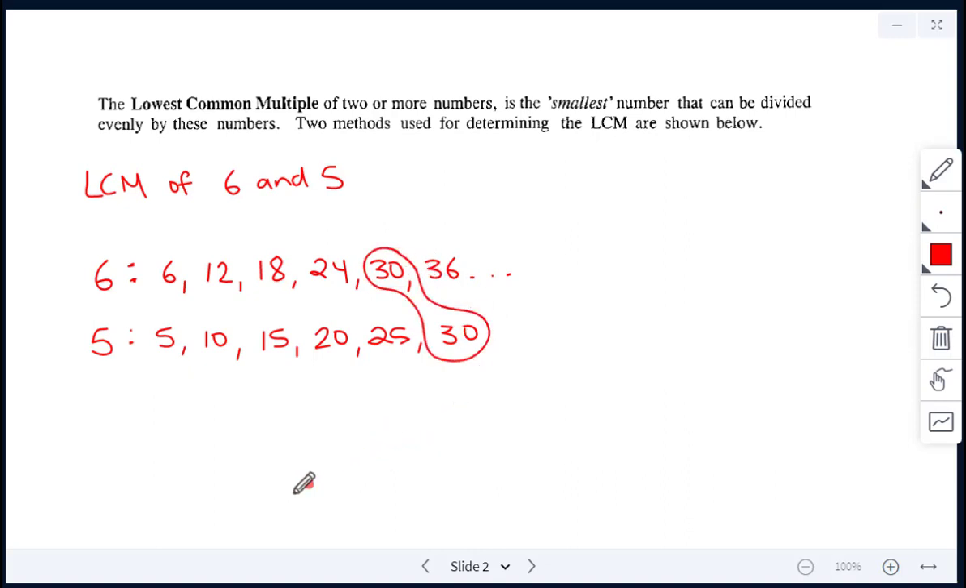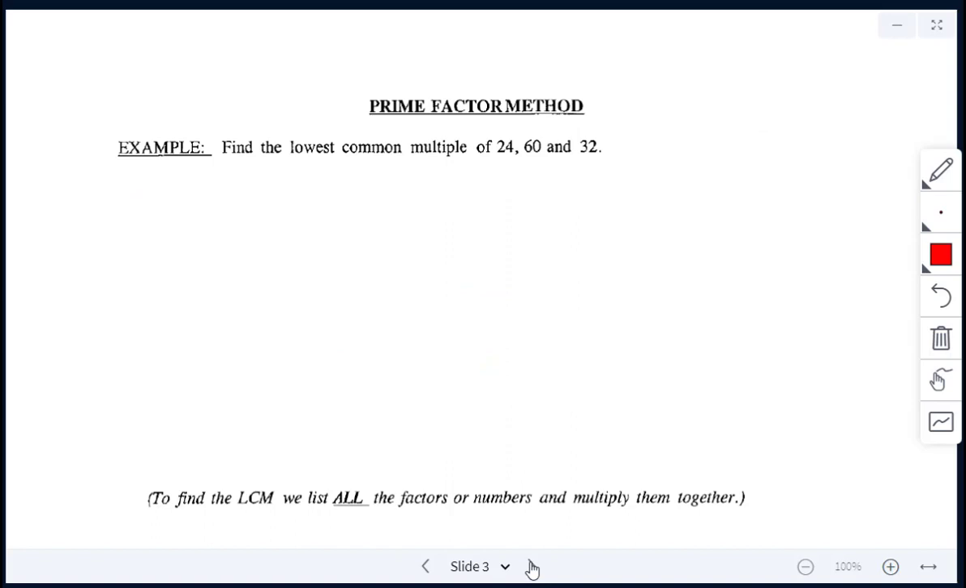But you can imagine if we had larger numbers, it's going to take a really long time to find the lowest common multiple if we're listing it out in this method. So that's why we have these two other methods using our prime factor method. So the first method is the prime factor method. This is where we will use our factor trees.